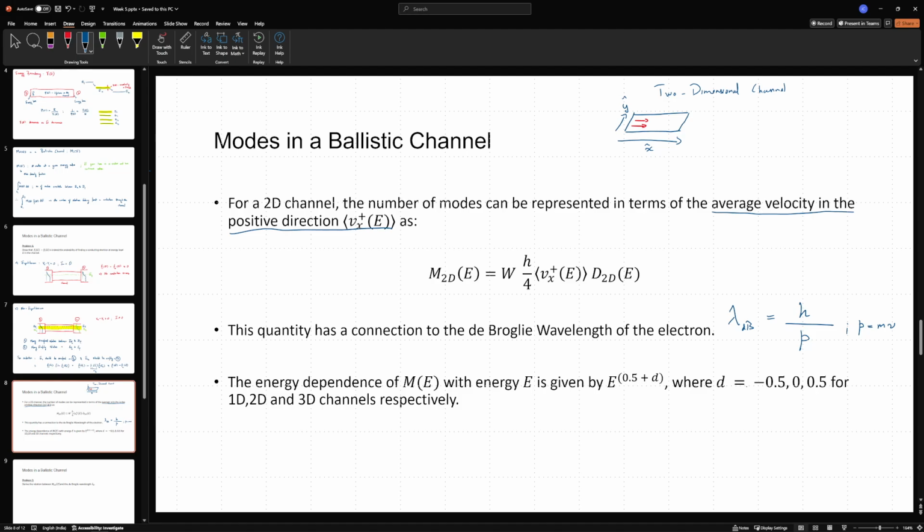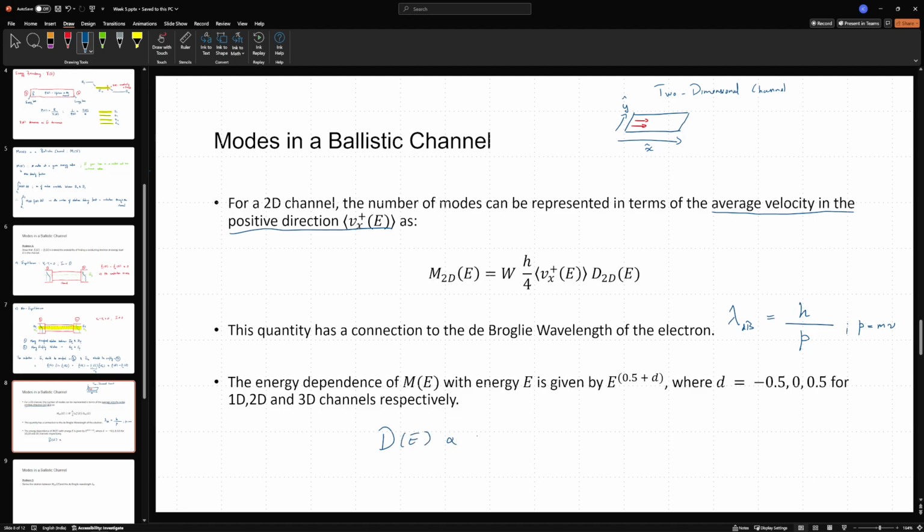So essentially, just like we had the energy dependence for the density of states, which was minus half, 0 and... wait, was it minus half? No, it was not minus half. It was half, 0 and 3 half. No, it was minus half. Oh my god, I'm sorry. Let me just write it before I get any more confused.